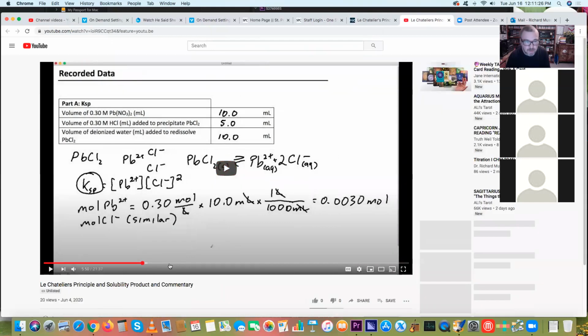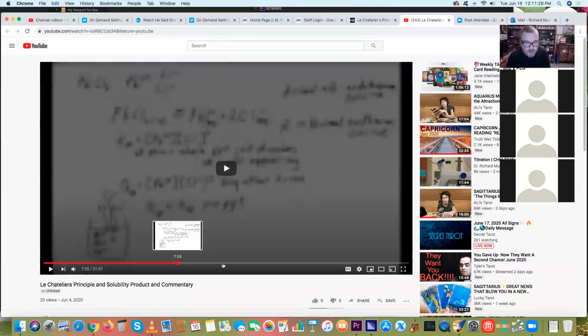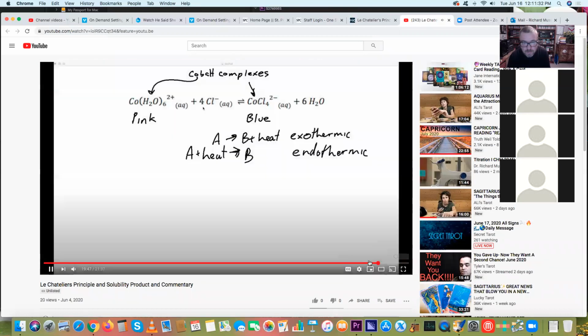Fair enough. Let's focus on part B here. If we're going towards the reaction side, it turns pink. If it's going to the product side, then it turns blue. So we've got our cobalt complexes here. One is pink and one is blue. And could you repeat what you said, Rebecca, about the heat?